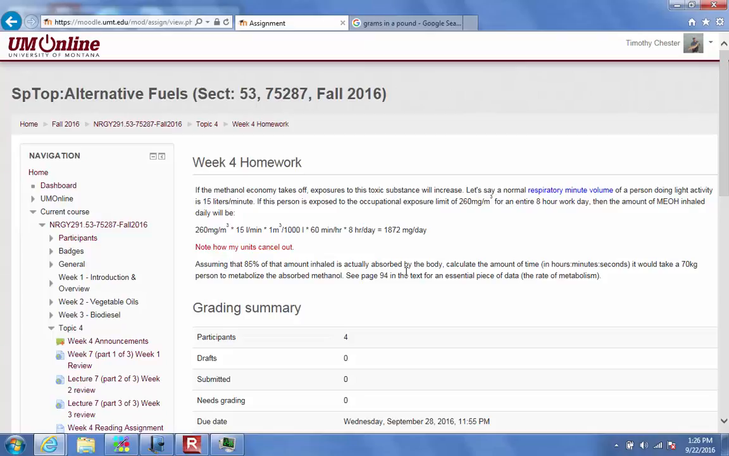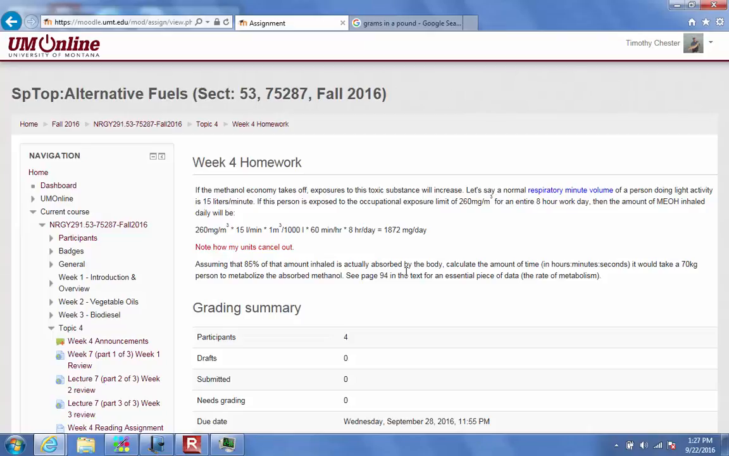So 85% of what is inhaled is actually absorbed into the body, because we're not 100% efficient, right? Even when we're breathing out, there's still oxygen in our breath. It's just at a reduced level. We pull some of it out, and the rest of it we can't use comes right back out. It's the same way with the methanol. Only about 85% of it is absorbed.